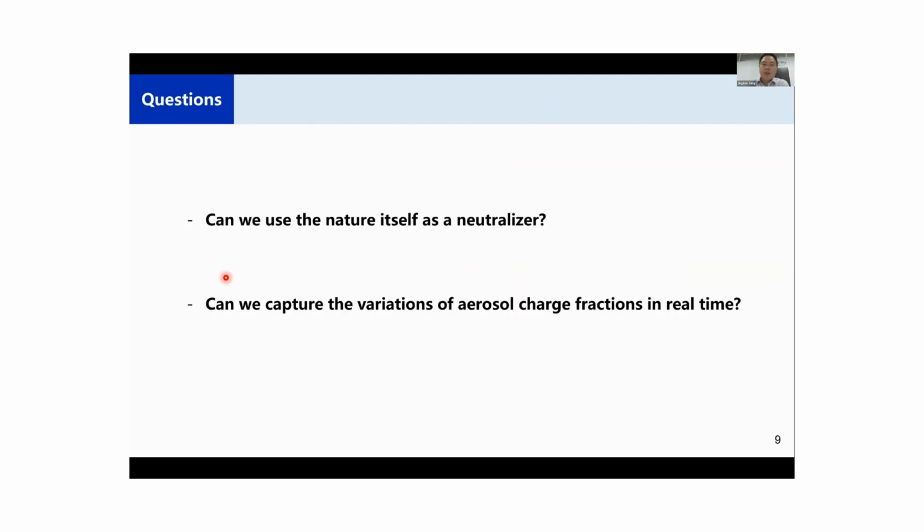So with these two questions, the first is, can we use nature itself as a neutralizer to measure the atmospheric size distribution? The second one is that the charge fractions are varying and can be different from the fixed value. So can we have some method to capture the variation in real time?